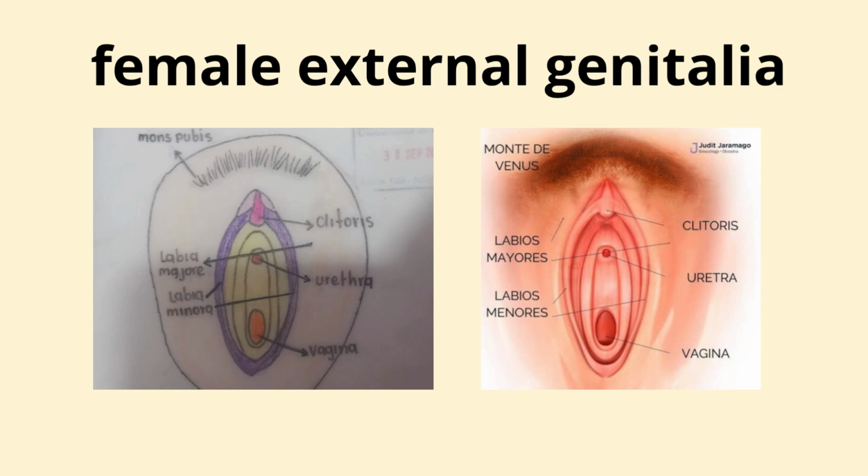Next, we see two pairs of skin folds, the labia majora on the outside and the labia minora on the inside. These folds protect the openings of the uterus and vagina. In the center, there are two important openings: the urethral opening, where urine leaves the body, and the vaginal opening, which connects to the internal reproductive organs. All these parts together make up the vulva, the visible part of the female reproductive system.